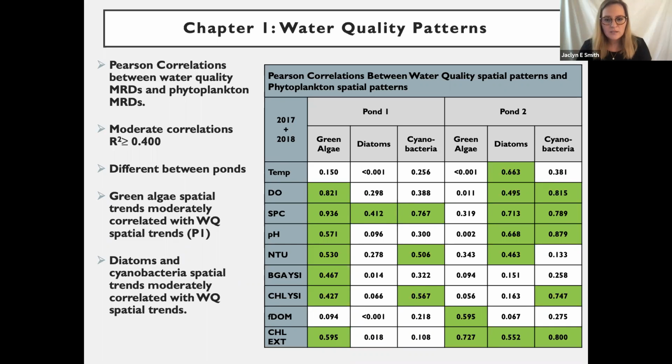The biggest takeaway is that while there was quite a bit of correlation between the water quality parameters and the groups, they seem to be different between the ponds. So for example, in pond 1, green algae correlated reasonably well with almost all of the water quality parameters. And then for pond 2, that was kind of the opposite. Green algae didn't correlate very well at pond 2, but diatoms and cyanobacteria did.